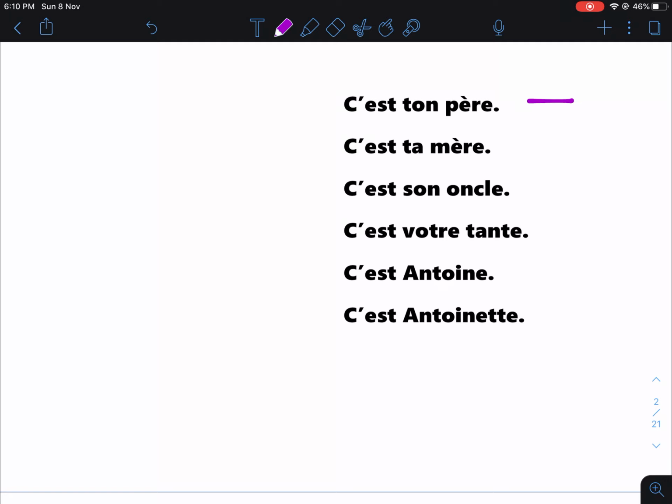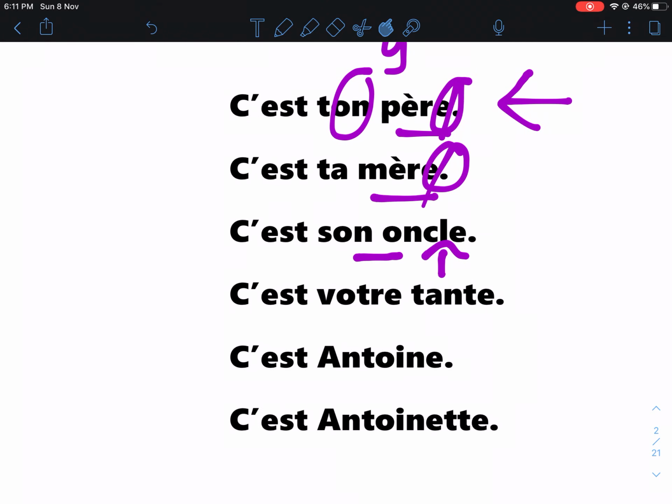So you have here, c'est ton père, c'est ta mère. E here is silent. C'est ton père, c'est ta mère, c'est son oncle. Okay, there's a liaison there. C'est son oncle. Right, now, c'est votre tante. C'est Antoine. C'est Antoinette. I'll repeat that again. C'est ton père. C'est ta mère. C'est son oncle. C'est votre tante. C'est Antoine. C'est Antoinette. What does it mean?